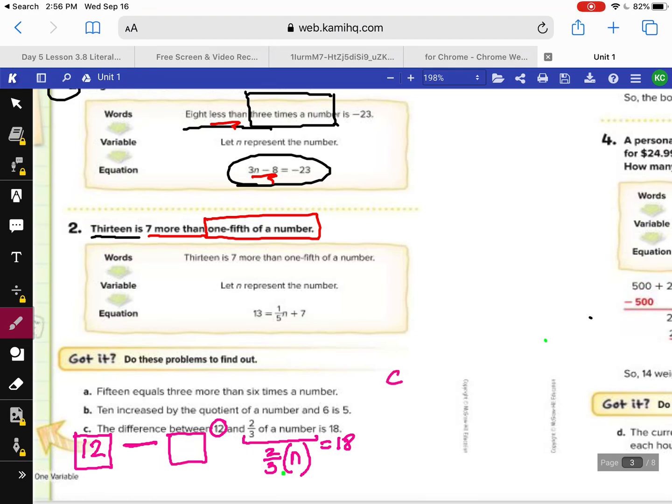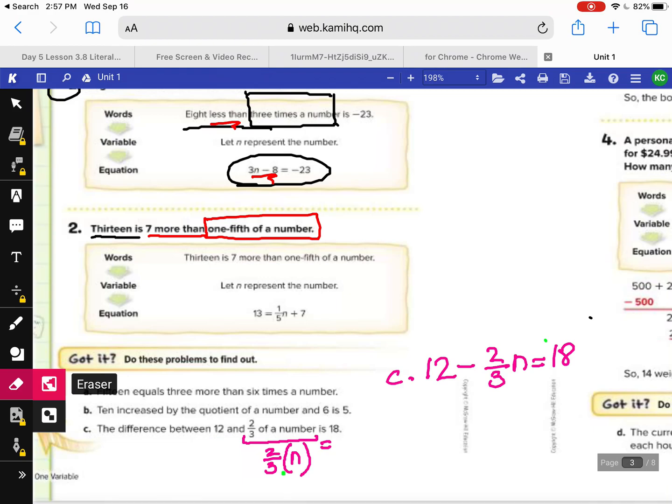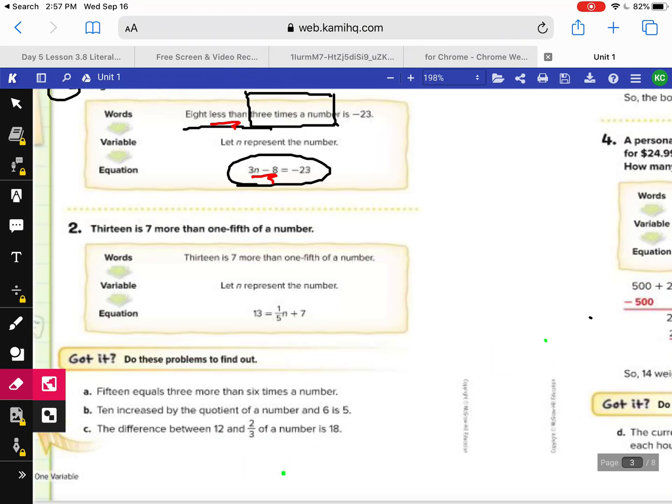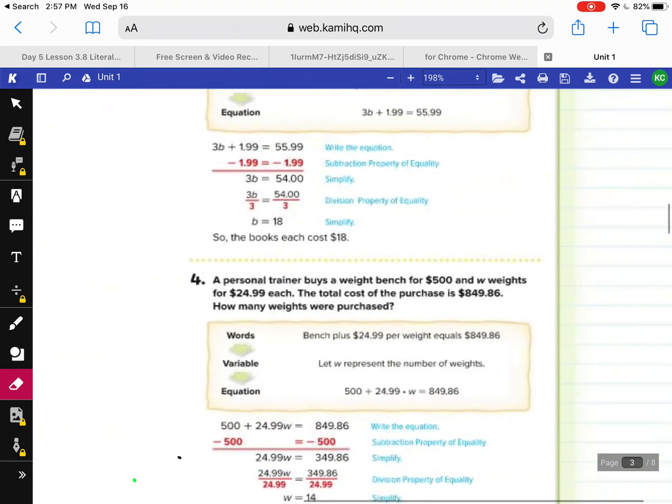So I'm going to come over here. I'm going to rewrite it. For C, the difference between 12 and 2/3 of a number is 18. Okay. These will take practice, so don't feel that just hearing this for the first time you're going to be able to master this. If you're feeling confident, awesome. We are going to be moving on.